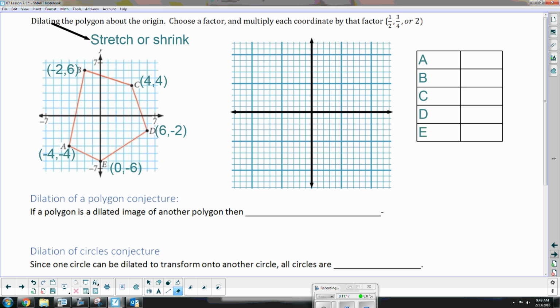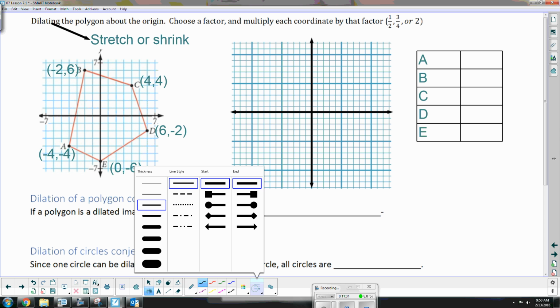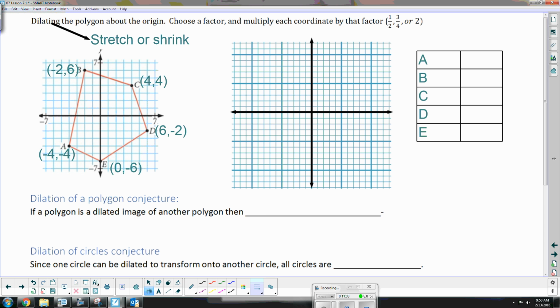So for an example, I'm going to choose 1/2. So choose a different factor. You can use one of the factors that are given, or you can use your own factor. But I'm going to use 1/2 just as an example, and I want you to choose something different. So I'm going to take each coordinate, the x and the y coordinate, and I'm going to multiply by 1/2. So coordinate A is -4, -4. If I multiply that by 1/2, I get -2, -2.